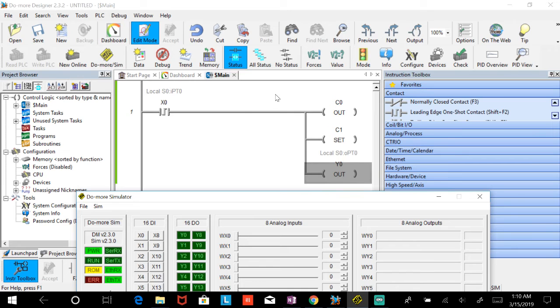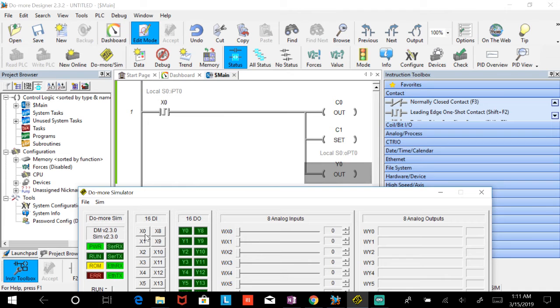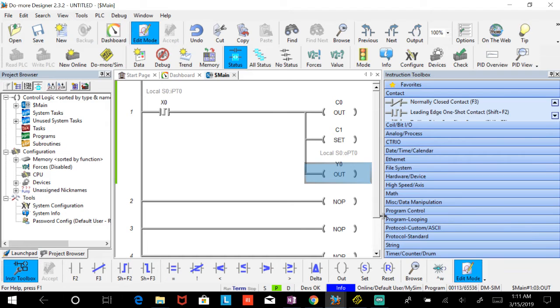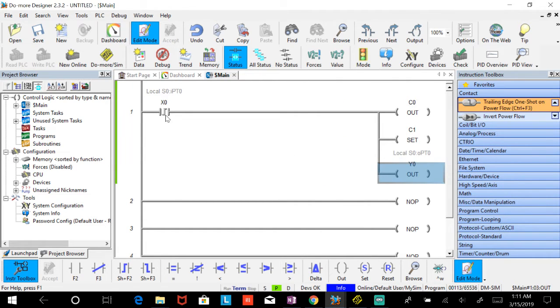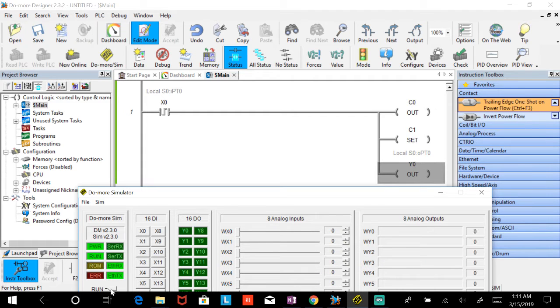So notice that the outputs are off and my input is off, right? Whenever there's a transition from off to on, it's going to turn on my outputs for one scan time. When the next scan time comes in, it's going to check the same thing. Is there a transition from off to on? If there isn't, it's going to turn off. So look at this. I think my PLC is not in run mode. Perfect. So from off to on.